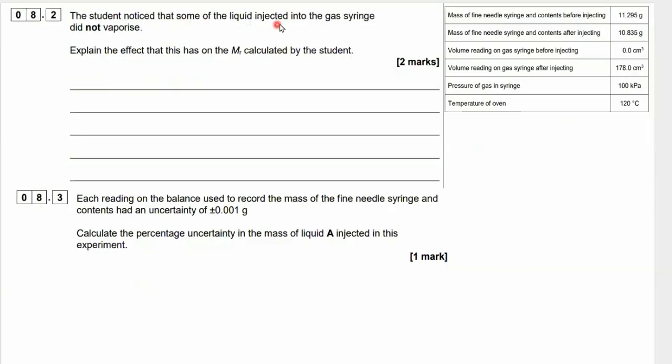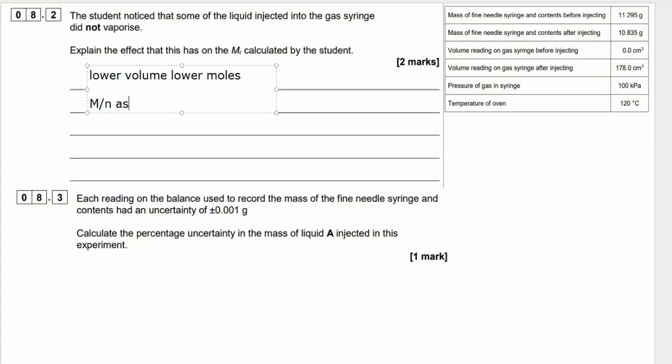The student noticed that some of the liquid injected into the gas syringe did not vaporize. Explain the effect this had on the MR. Well, basically, you're going to have lower volume, right? Which is going to give you lower moles. Because you've got lower moles, you're going to do mass divided by moles. As the n is smaller, we get a greater MR than expected.